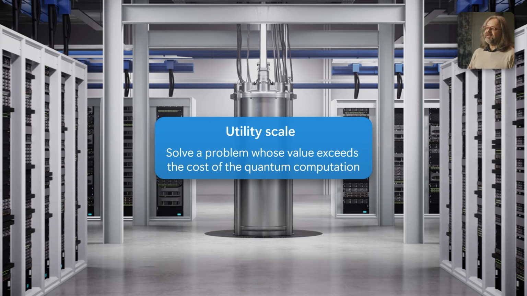Remember that utility scale was defined as being able to solve a problem where the value of the solution exceeds the cost of the computation. And thus, today I want to talk about also the cost of computations and how that impacts our architecture goals. The cost will determine which problems a user can solve.